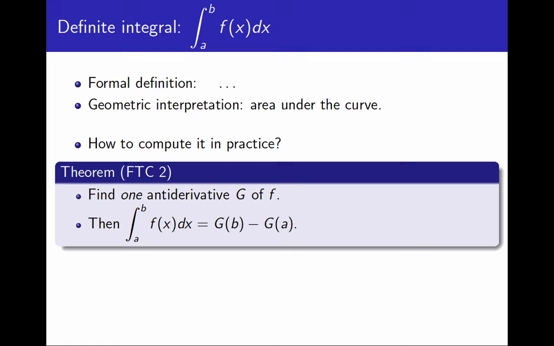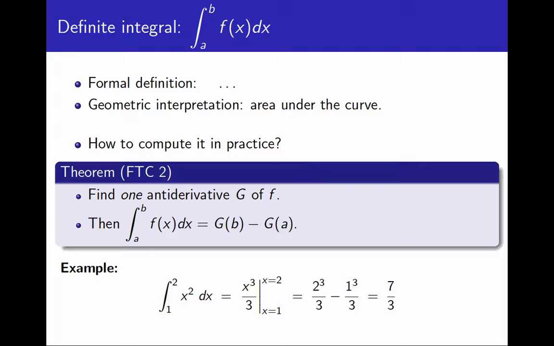That's it. For example, I want to calculate the integral from 1 to 2 of x squared dx. First, I need to find one antiderivative of x squared, and 1/3 of x cubed works. And then I need to evaluate it at 1 and at 2. So that comes out to be 8/3 minus 1/3, which is 7/3. It is a number, as it should be, and this is certainly much easier than using the formal definition.